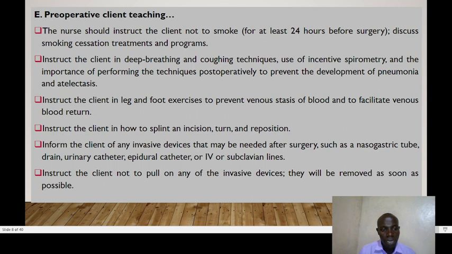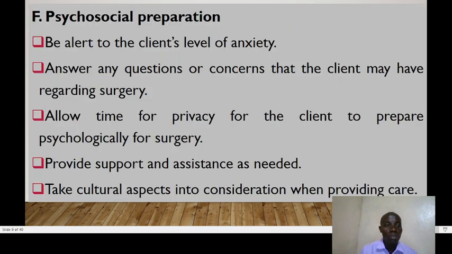Inform the client about any invasive devices that may be needed after surgery, such as a nasogastric drain, urinary catheter, epidural catheter, or IV or subclavian lines. Lastly, you need to instruct the client not to pull on any of the invasive devices. They will be removed as soon as possible, and the patient needs to cooperate.